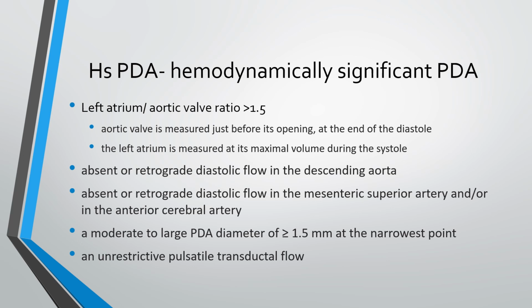If we put the pulse wave Doppler and get an unrestricted pulsatile transductal flow, that indicates a hemodynamically significant PDA. Unrestricted means there is no constriction across the PDA; it is a continuous channel, with blood flowing freely from the aorta to the pulmonary artery. If there is some narrowing or the PDA is trying to contract, there will be some constriction, so the velocity will be high. In that case, we get a restrictive pulsatile transductal flow, which indicates a narrow PDA that is not hemodynamically significant. So here there are two 1.5s: one is the LA to aortic valve size more than 1.5, and the other is the diameter at the narrowest point being more than 1.5 mm.